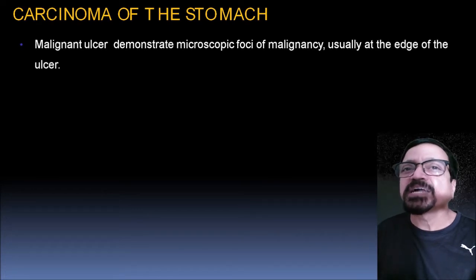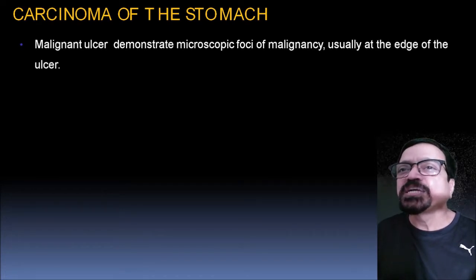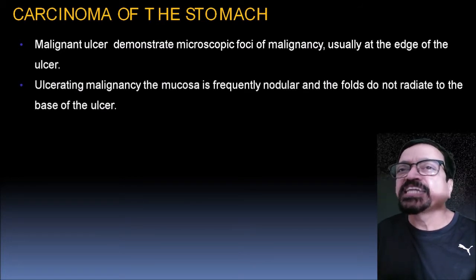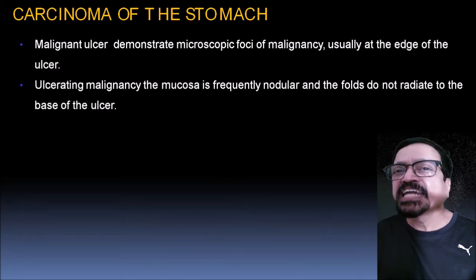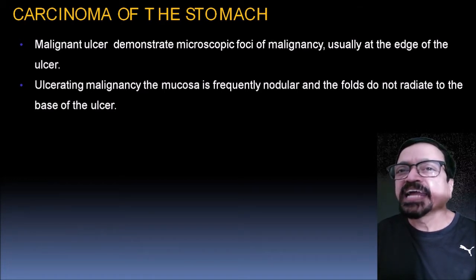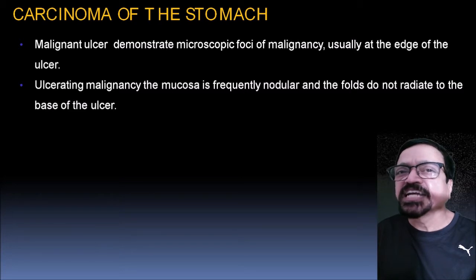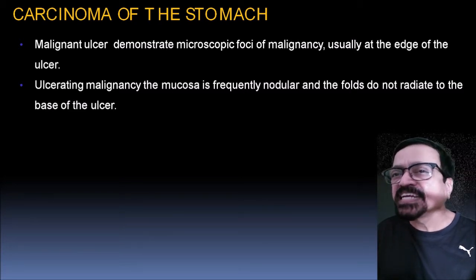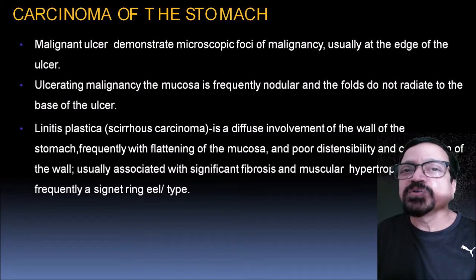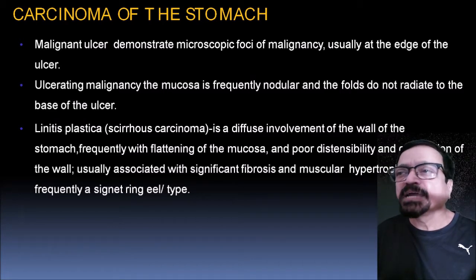Now in carcinoma of the stomach, the malignant ulcers demonstrate macroscopic foci of malignancy, usually at the edge of the ulcer. That is where we have to find from the barium study where the edges are, and they are often useful for the endoscopist because they know the location of the ulcer, and they also know from where to take the biopsies at the edges. That is the ulcerating malignancy. The mucosa is frequently nodular and the folds do not radiate to the base of the ulcer. That is how you differentiate a benign ulcer from a malignant ulcer.